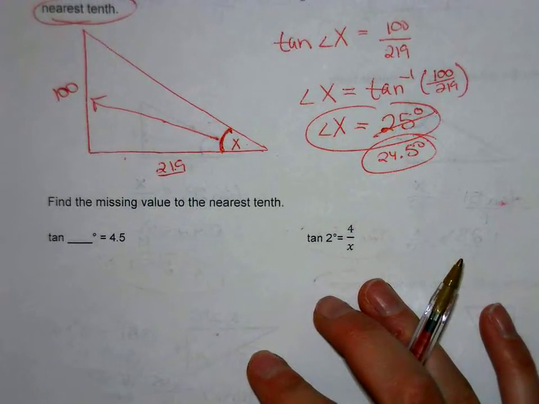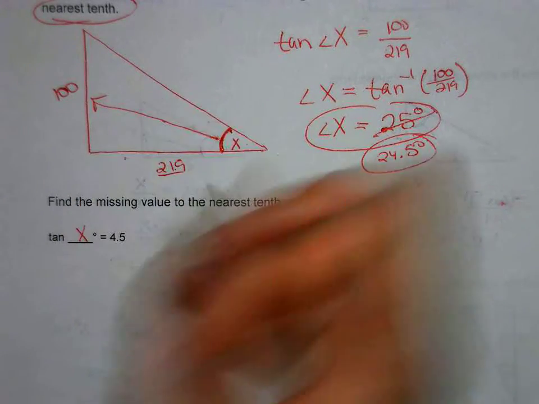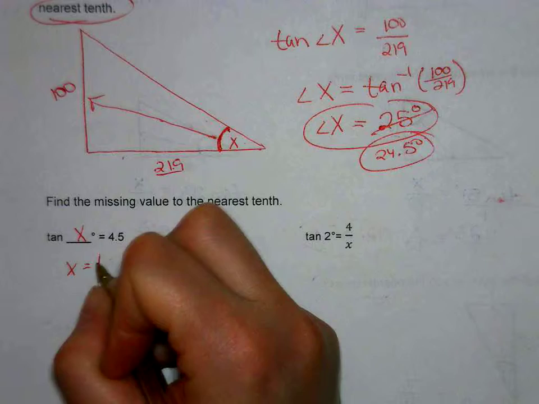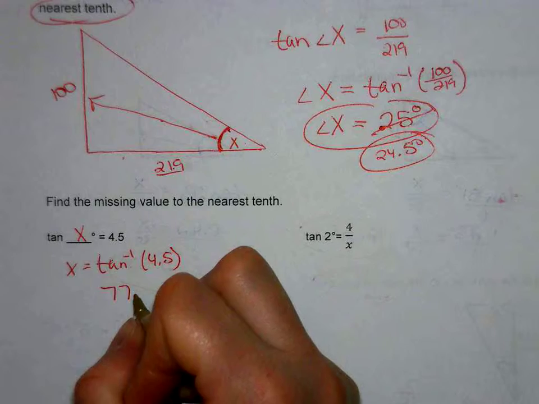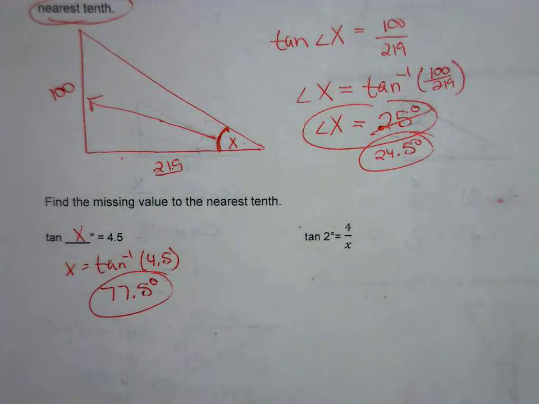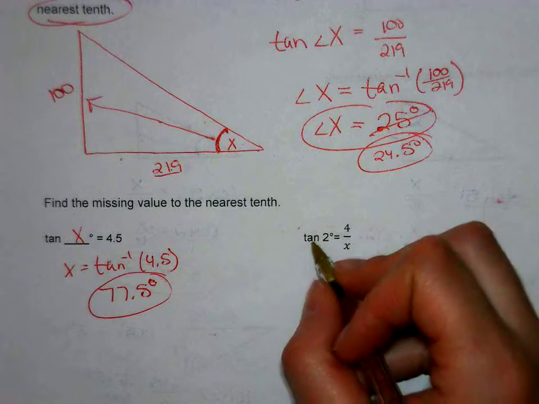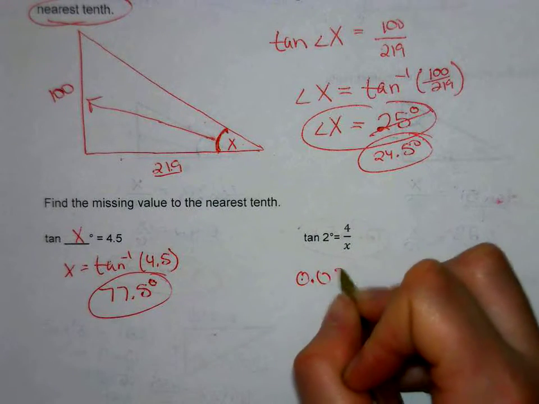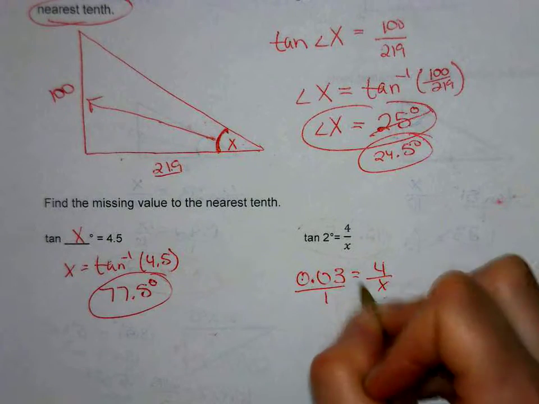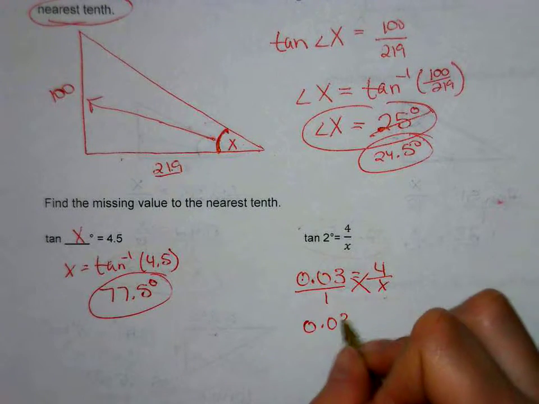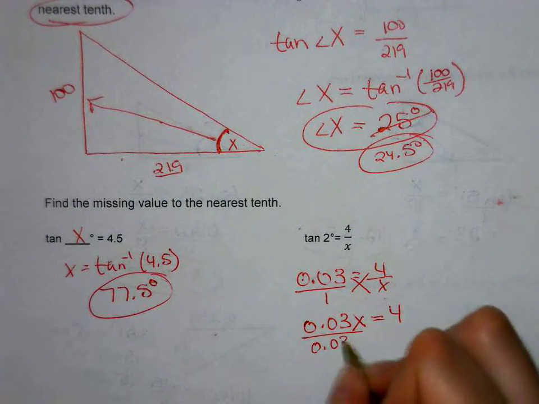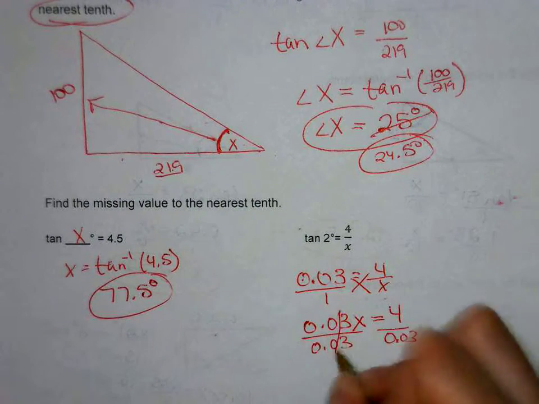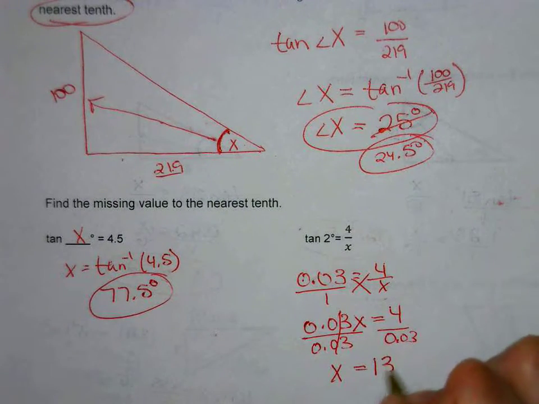Last problem. We want to find the missing value to the nearest tenth. So we want to know what x is. So x equals the inverse tan of 4.5, and we type that in our calculator, 77.5 degrees. And here, tangent of 2 is 0.03 equals 4 over x. So that means we can cross multiply. So 0.03 times x equals 4. So if we divide both sides by 0.03, x is going to equal 133.